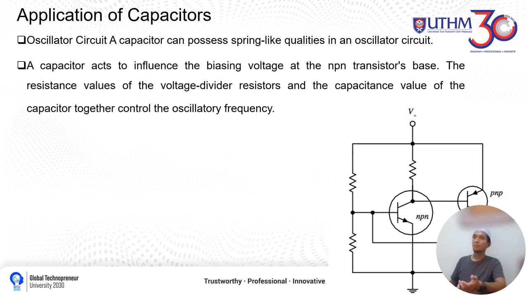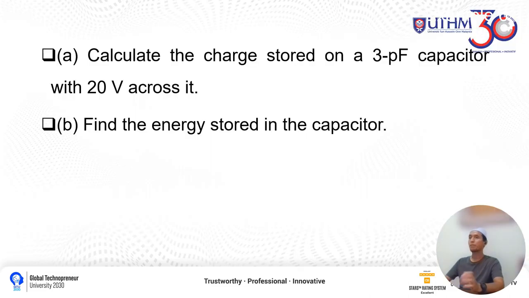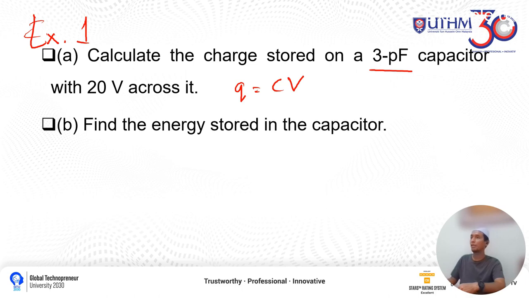Alright, so then we look into the calculation examples. In the capacitor topic we also have some calculations. For example, the first question: calculate the charge stored on a 3 picofarad capacitor with 20 volts across it. You know the equation Q equals CV, so you can find the charge. Q is unknown, C is 3 picofarad and the voltage is 20 volt. Just use this equation to find the charge stored in the capacitor.